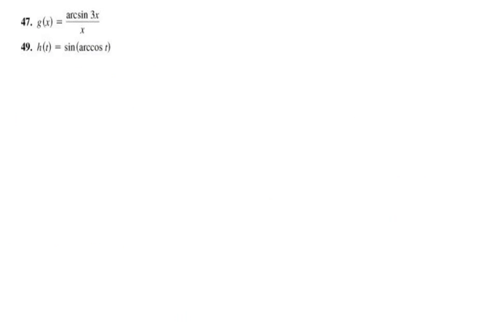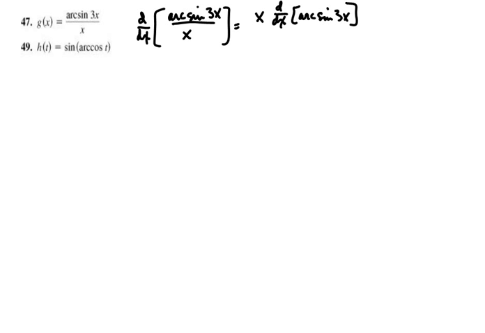Okay, then we'll try to go into number 47 and 49. For number 47, we're looking for the derivative of the arcsine of 3x over x. So we do need a quotient rule here. So I'll set it up. It's low, d high, and I'll just put a placeholder there for the derivative of arcsine of 3x, minus high, d low. And that's just the arcsine of 3x because the denominator is x and its derivative is 1. And that's all over x squared.